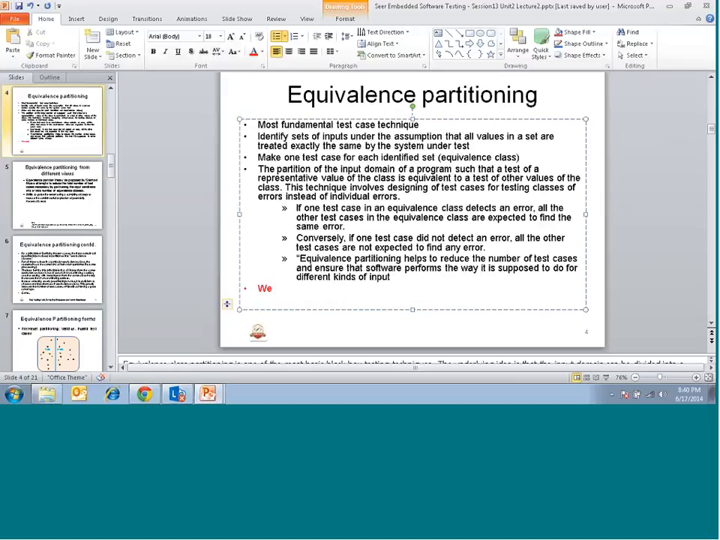We analyze the specification and try to identify all likely equivalence classes. When doing this, it's important to remember that there may be dependencies between different input variables. That means if we have variables A, B, C, etc., there could be dependencies between A and B, B and C, etc. Every possible input value belongs to exactly one equivalence class. If there is variation, then we can divide further into different classes.